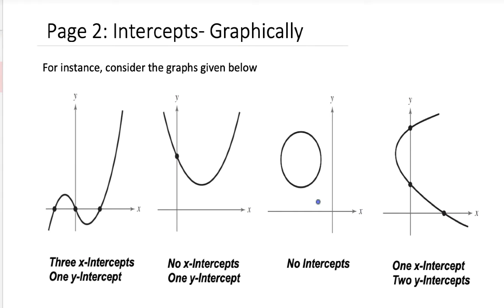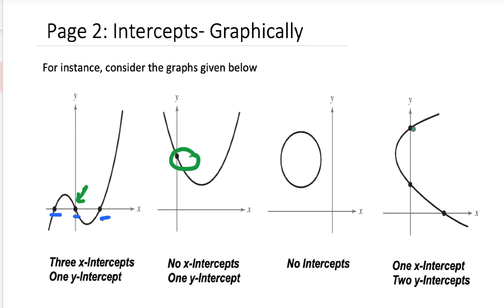Now let's go ahead and look at it from a graphical point. So over here we have 4 different graphs, and the first graph shows that there are 3 x-intercepts. So here's the x-intercept, x-intercept, x-intercept, and only one y-intercept, and this is the y-intercept. So over here in the second graph, we only have the y-intercept. Whereas in the third graph, there are no intercepts. You can see the circle is crossing neither the y nor the x-axis.